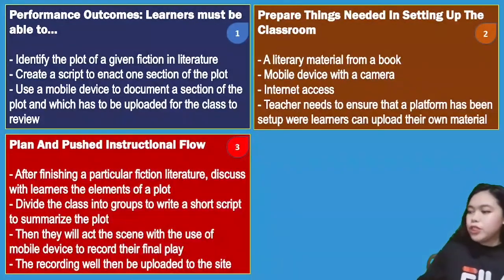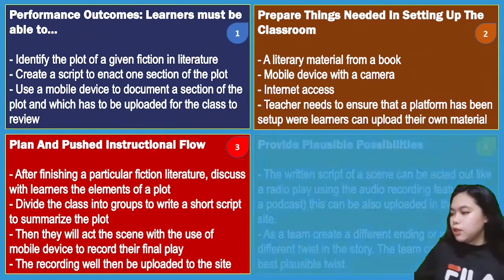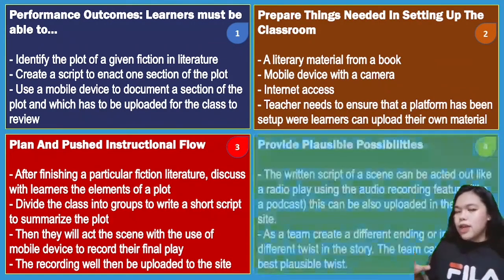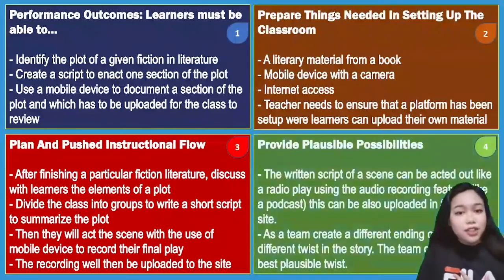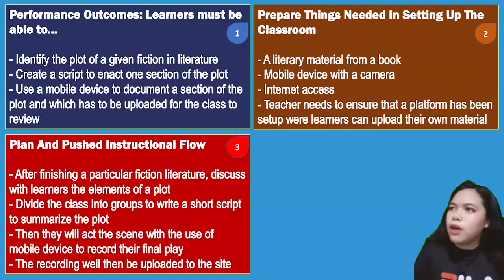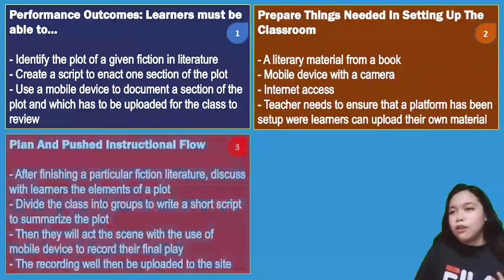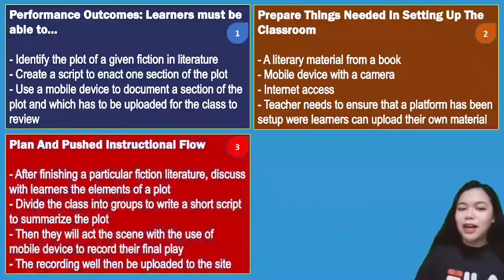Third one is plan and push instructional flow. Here the activity will happen. After a particular fiction literature, learners will discuss the different elements of a plot. The class will be divided into groups, and they will write a summary of the plot. Third, they will act the scene. Okay. Have you experienced that? Acting in a scene? Maybe I experienced it back in elementary. What we used back then was a camera with not really high definition. Right? Back then, the cameras with touchscreens were bought from any roadside store.